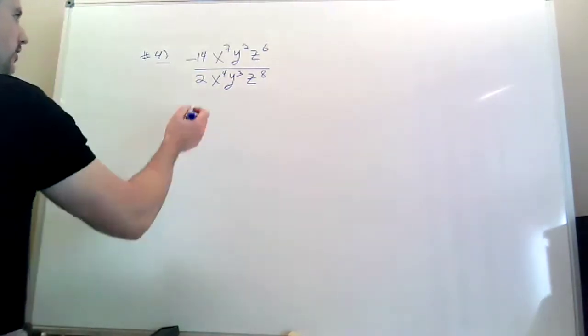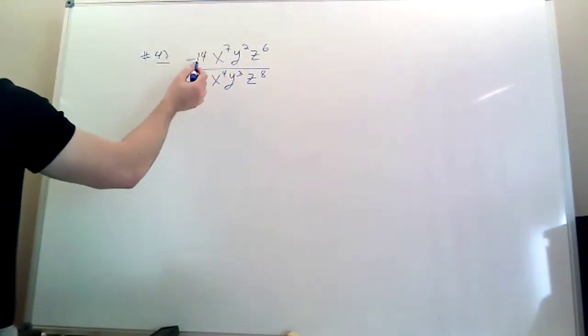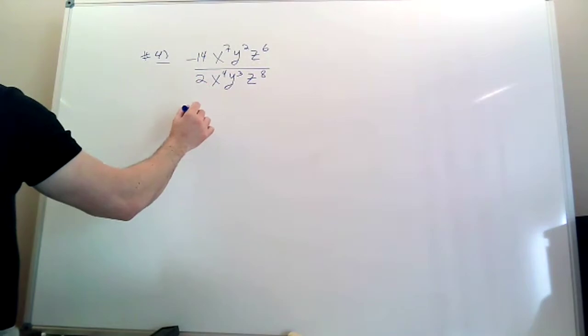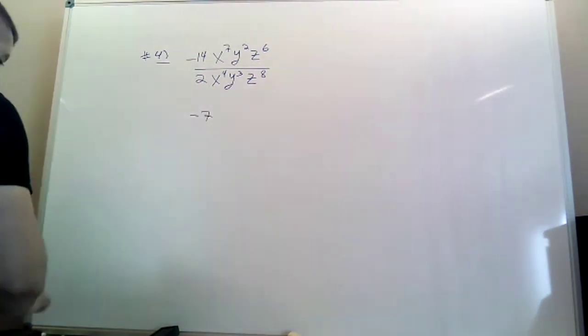So again, this is not a difficult question. You should nail this question. First of all, I'll make sure these numbers are divisible. Negative 14 divided by 2 is negative 7. So you do that right off the bat.